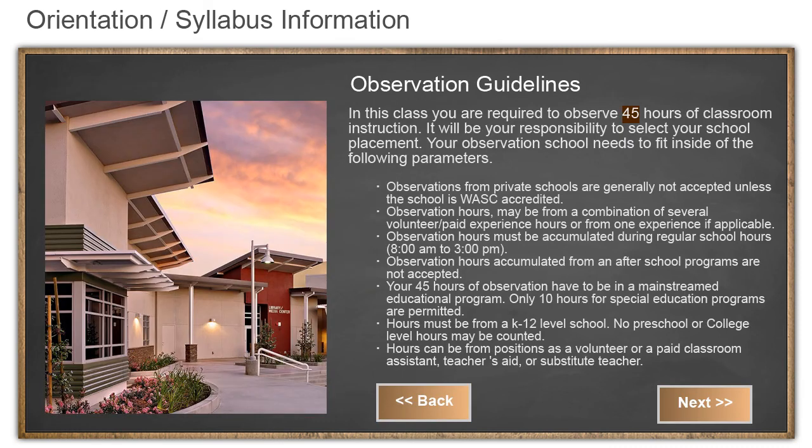Hopefully, during this first week, you'll get out, or you already have an idea of what school you're going to do your 45 hours in. If you don't know, start looking around, ask friends that have teachers, and see if you can go into their classes. It's very important. You can't pass the class without doing these hours. It needs to be in a traditional school, WASC accredited. If it's private, that's fine. Some of the small charter schools are fine.